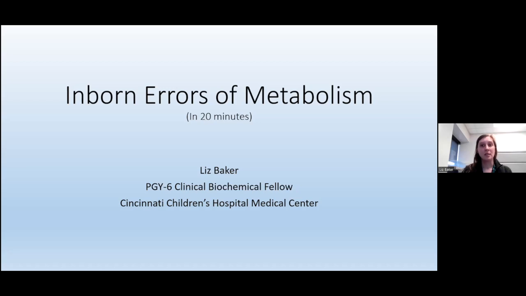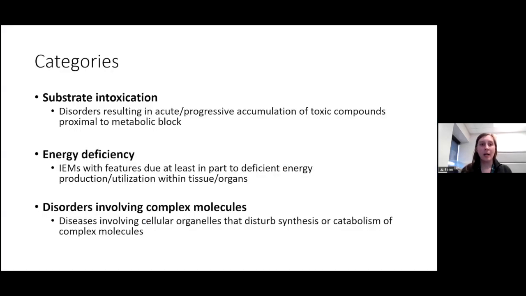So let's get started. Inborn errors of metabolism are actually in three different categories to think about. There's substrate intoxication. Those are disorders resulting in acute progressive accumulation of toxic compounds proximal to the metabolic block. So basically the enzyme stops working, you're not able to go downstream, and therefore you have a lot of toxic metabolites upstream of that enzyme block that can be detrimental to the body.